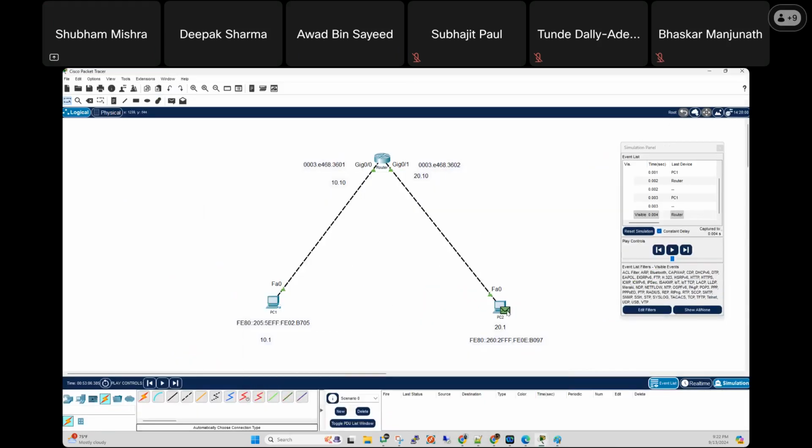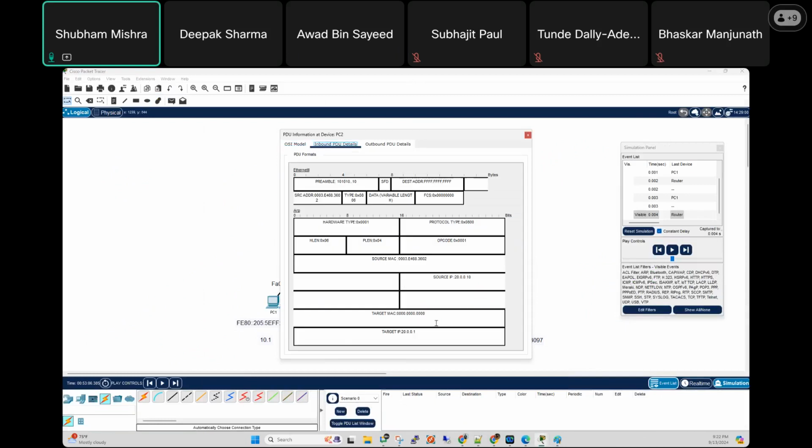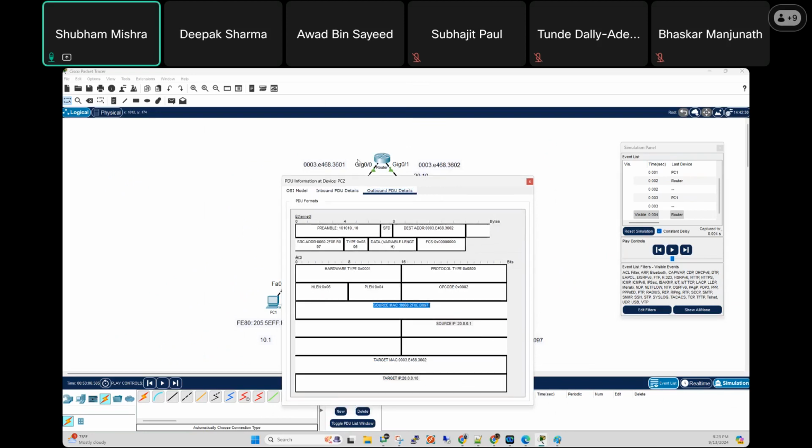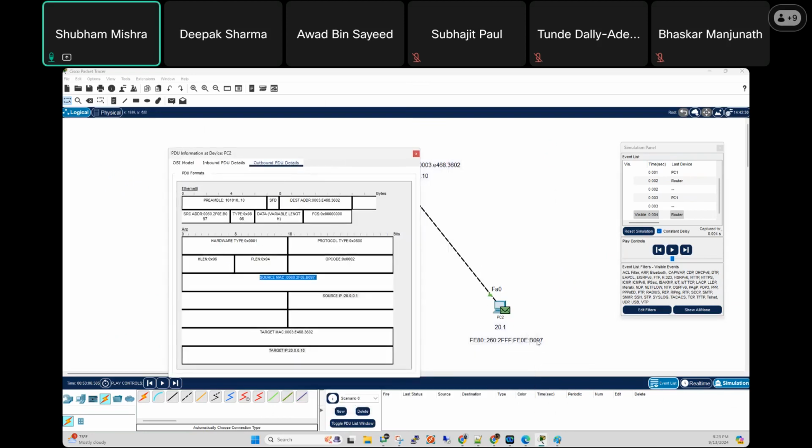This packet comes here on PC number 2. This is the inbound packet. See, what is the source? Source is 20.10, right? What is the target? 20.1. Target MAC is 000. Now PC number 2 is sending the reply. In the reply, what is the source IP address? 20.1. What is the target IP address? 20.10, right? What is the source MAC address? 0B. It means this is the PC number 2 MAC address.